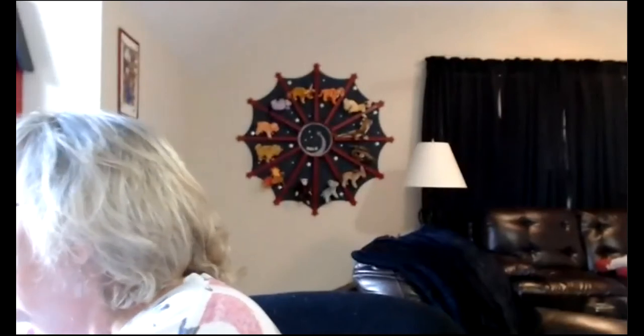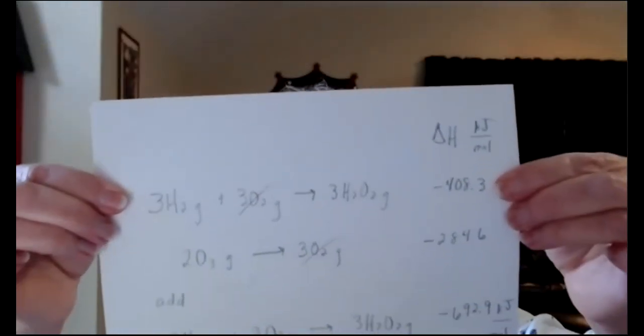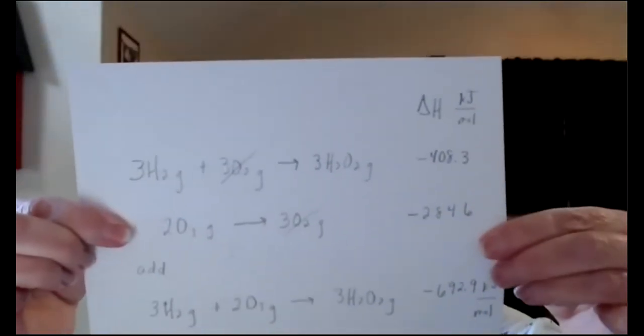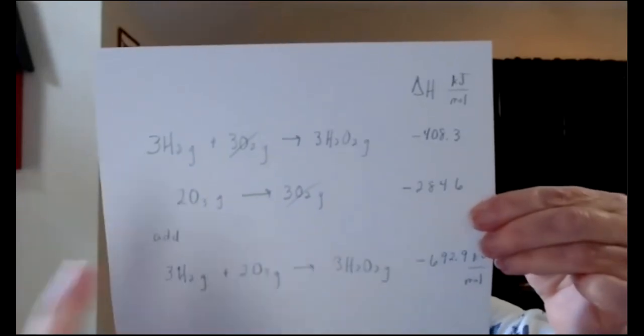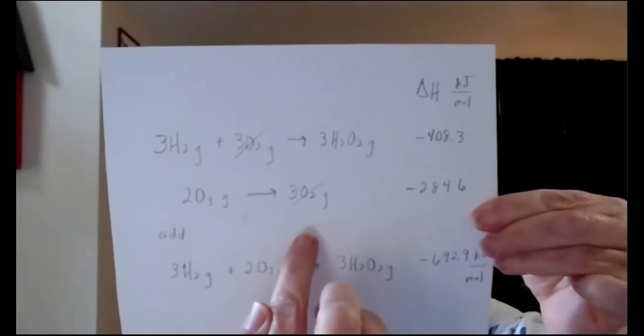Okay, now here's what it looks like now. Oh, where'd it go? All right. So I've got my reaction here where I've multiplied everything by 3. I've got my flipped reaction, and look what I notice. Oxygen is on the left and it's on the right. So I cancel.